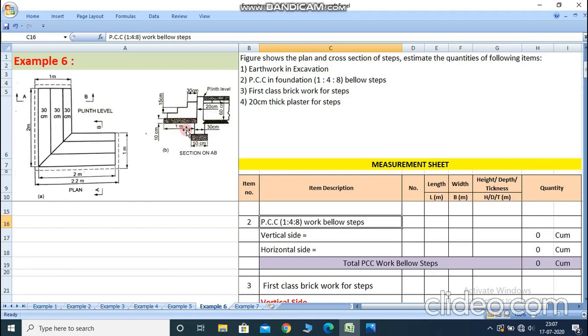So here the width of the PCC work is 1 meter, and the thickness of the PCC work is 10 centimeter. So 10 centimeter converted to meter is 0.1, and the length is from dotted line to dotted line, and here this dotted line to another dotted line. Clear? So we calculated this portion of the PCC work.